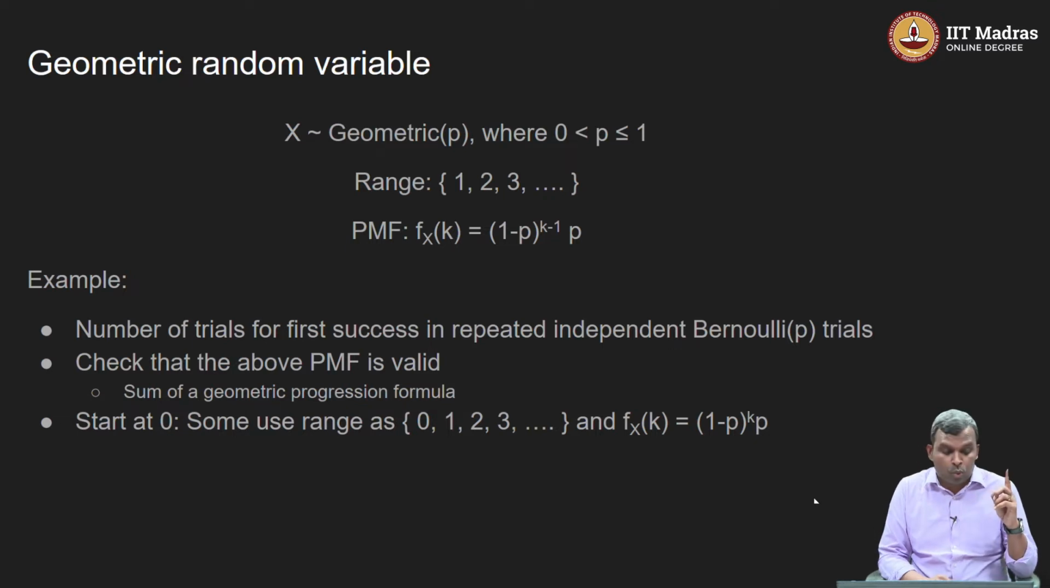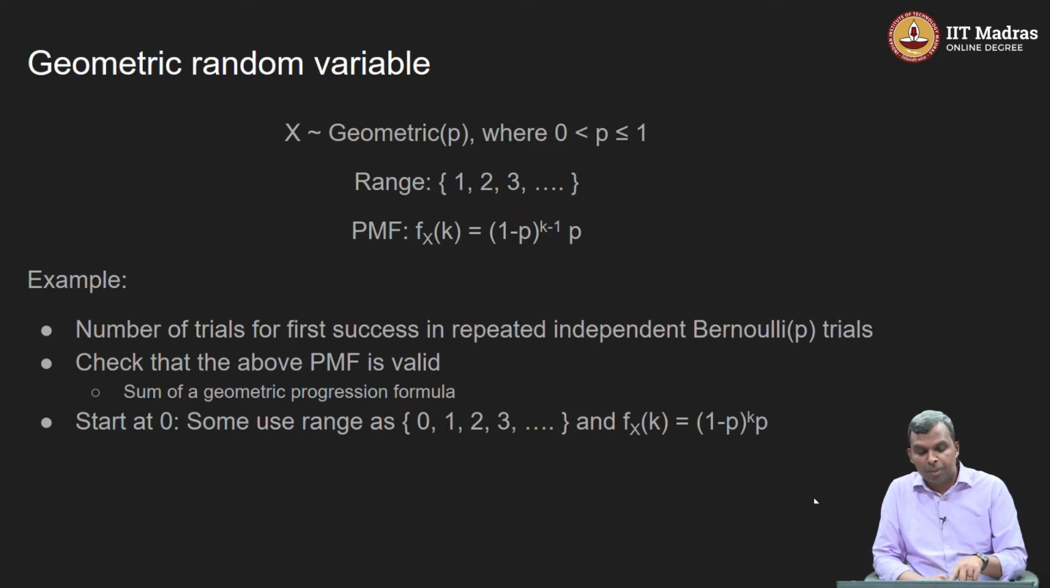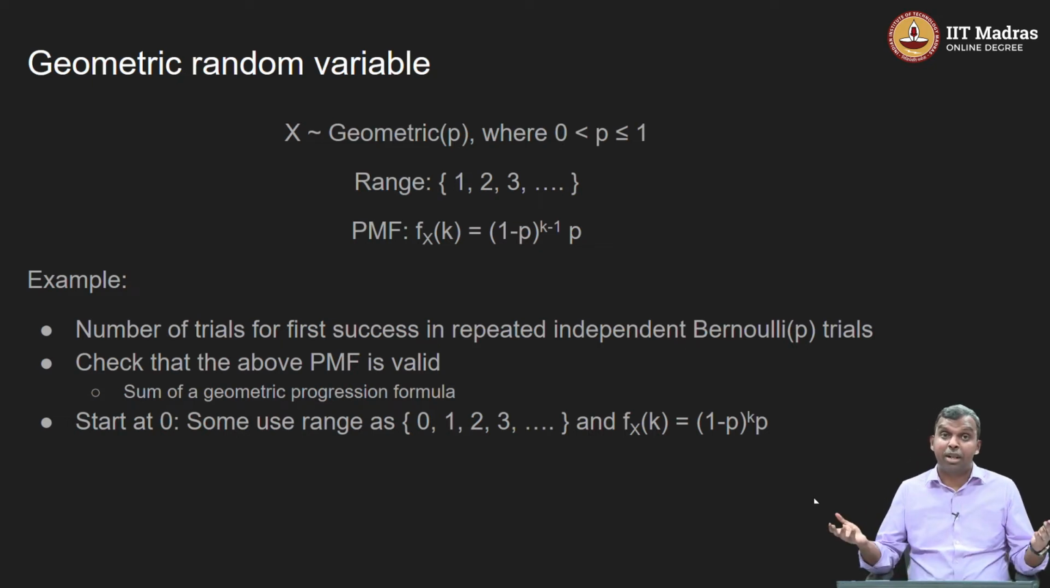And I want to point out one thing. Quite often people will describe the geometric PMF by starting at 0 instead of 1. Okay. So, I have started at 1. Quite often people will start at 0. Okay. It's just a convention. Some people start at 0, and then in that case the PMF will be slightly different. That's all. It's just a convention, but in our course we will start at 1. Okay. So, that's the geometric random variable for you.